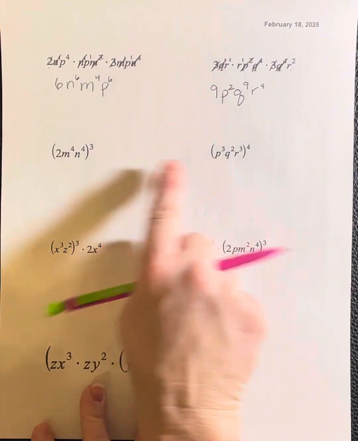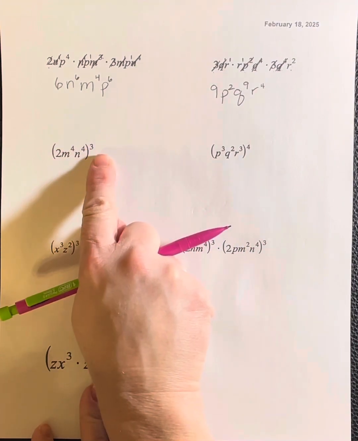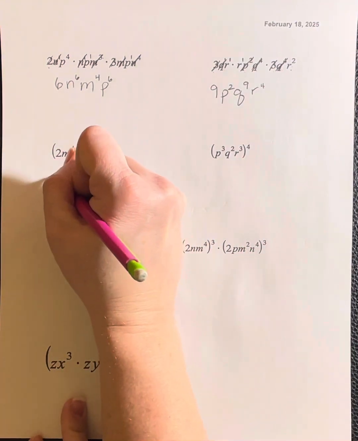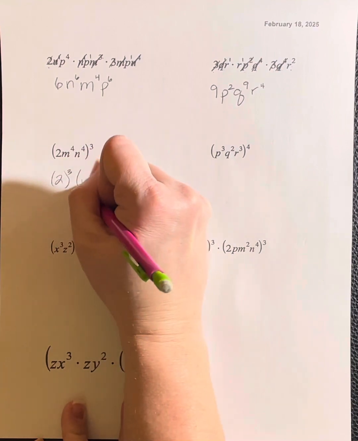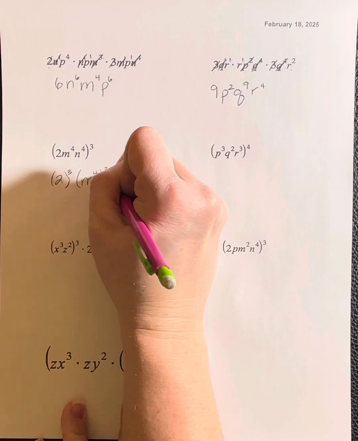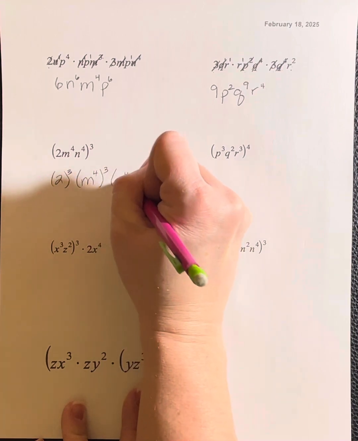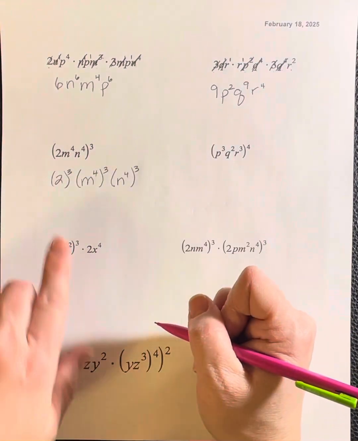All right, these were off that second rule. Everything inside here has to get raised to the third power. So I'm going to have 2 to the third power. I'm going to have m to the fourth to the third power. And I'm going to have n to the fourth to the third power.